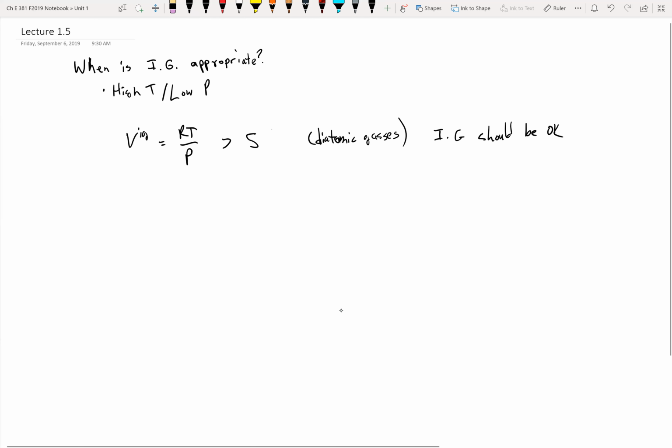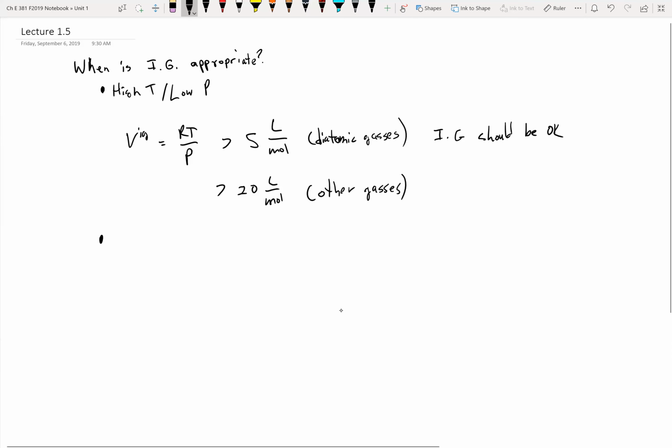That's correct. And for other gases, the rule of thumb says 20 liters per mole. Okay, so that's not anything that has a mathematical proof or anything. That's just observation. Okay, so that's a good thing to check.